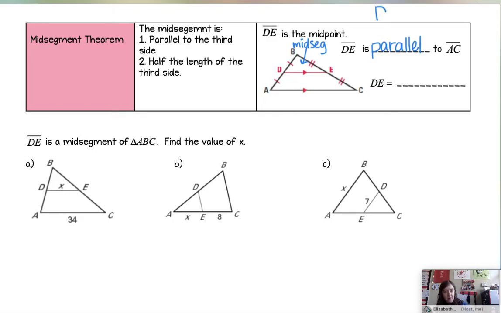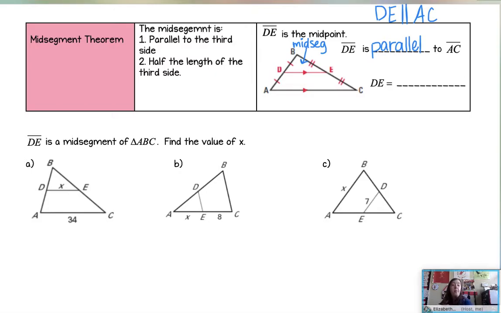Or remember, you might see that as DE is parallel to AC. You might see that symbol sometimes too. So here's why it's important that DE is parallel to AC and why we're even talking about mid-segment right now. Because I know sometimes it feels like we're talking about similar triangles, and then it feels like we're just pulling mid-segment out of nowhere all of a sudden. It's like, where did that come from? I swear, it has a point right now.